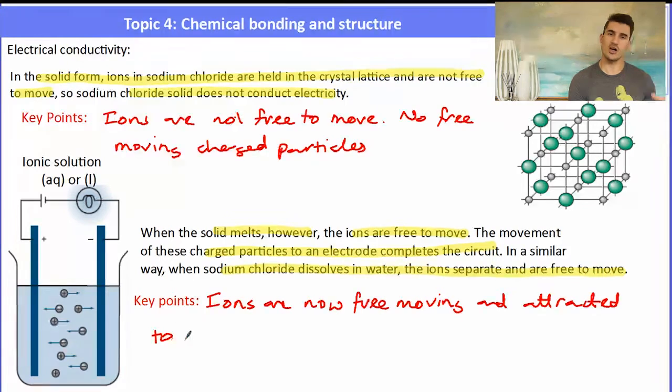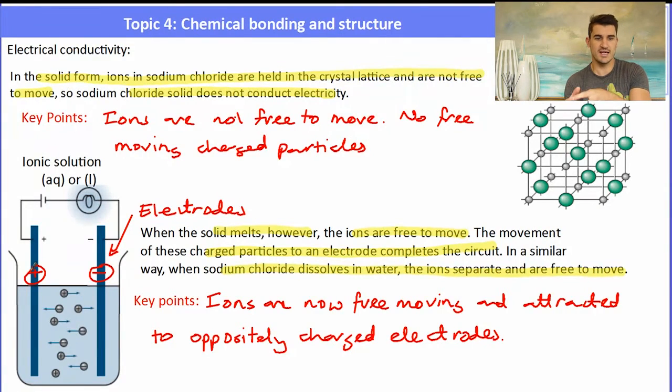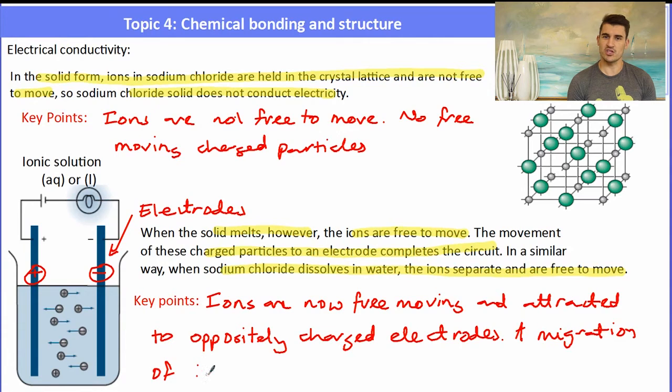In the solution, those ions will be attracted to the oppositely charged electrodes. In the diagram on the left, those long solid bars are what we would describe as being electrodes. They're connected to a battery, and the battery has a positive and negative charge. The positive ions will move towards the negative electrode, and the negative ions will move towards the positive electrode. We call that a migration of ions, and when we have an overall migration of ions, we say that a current is able to flow. So it allows that circuit to be complete and a current to flow.